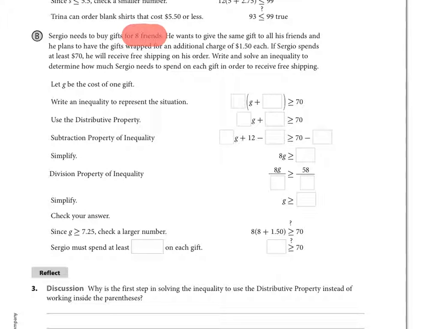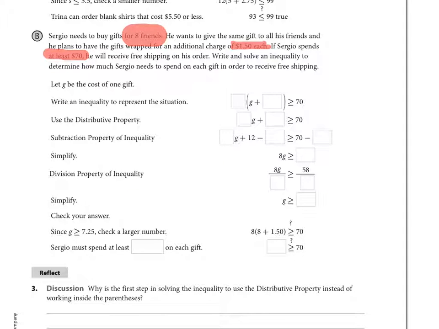He plans to have the gifts wrapped for an additional charge of $1.50 each. If Sergio spends at least $70, he will receive free shipping on his order. Write and solve an inequality to determine how much Sergio needs to spend on each gift in order to receive free shipping. Okay, so we're wanting free shipping. It says, let G be the cost of one gift. We don't know what the cost of the gift is. But what do we have to add right here to the cost of the gift? What's something in the problem it told us?